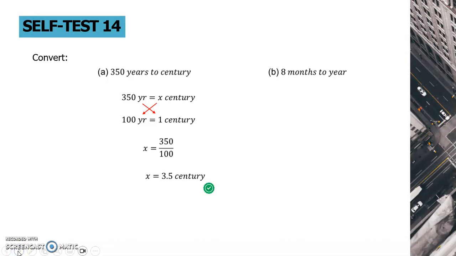Okay, very simple. And B, how to do 8 months to years. So 8 months, you do not know how many years, so I'm going to put x year. You know that 12 months is equivalent to 1 year. So what do you have to do? The cross product as usual. So you're going to get x equivalent to 8 divided by 12. And you're going to get x equivalent to 2/3 year.